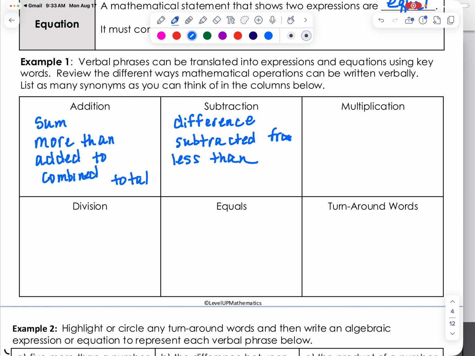Let's see, multiplication. We could use the word product. The product of 2 and 4 is 8. Let's see, what else could we use for multiplication? Times. 2 times 4 is 8. This one, twice, indicates multiplication. It means to multiply the number by 2.